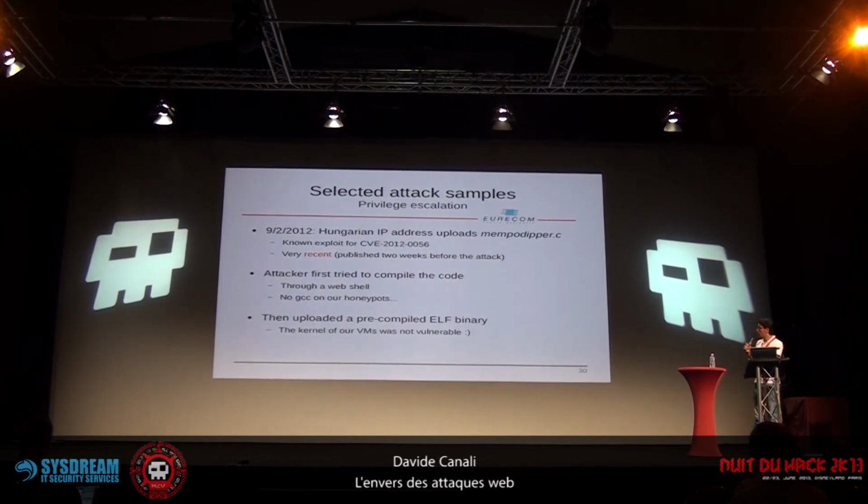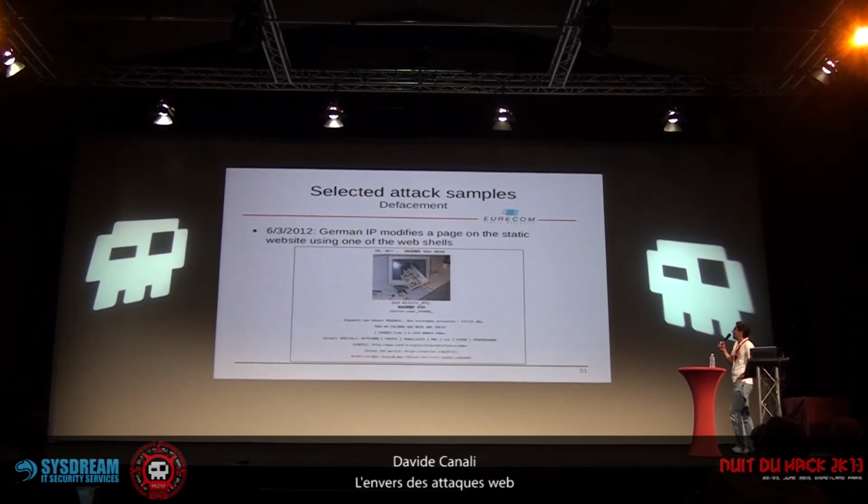What the attacker did was first try to compile the code by using a web shell. So he logged into the web shell and tried to run GCC. But sadly for him, there was no GCC on our honeypots. So he was smart enough to say, okay, I'll try to upload a precompiled binary. He compiled it himself and uploaded the ELF file to the honeypot, but then luckily for us, the kernel of our VMs was not vulnerable.